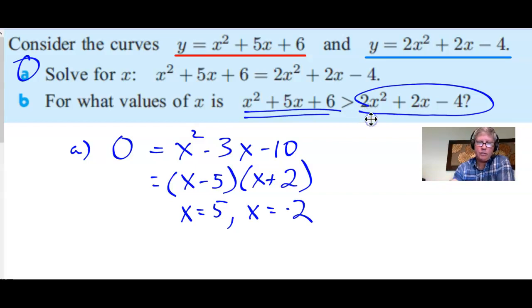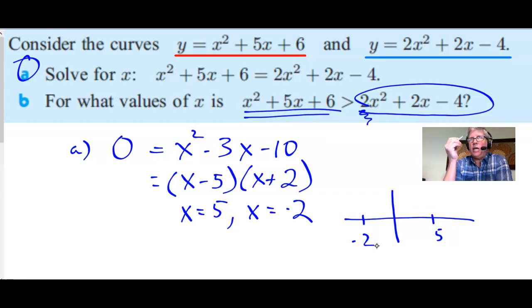Notice this 2. That means it's steeper than this one. They both go up in the air. They both open up. So a real horrible sketch is 5 and negative 2. Now, I don't care too much about being exact here. All I know is that they intersect at x equal to negative 2 and x equal to 5. Not on the x-axis, maybe on the x-axis. I haven't found those two points yet.